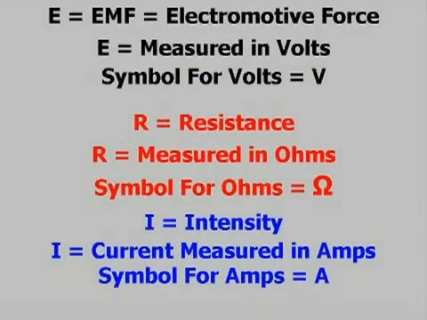In the next few slides, we're going to talk about using simple math to determine if we have the right measurements, to kind of predict what we should have in a circuit. E is electromotive force, which is what we measure in volts. R is resistance, we measure in ohms. And the symbol for ohms is the omega symbol, seen here in red. I is intensity, and that is our current flow that we measure in amps.